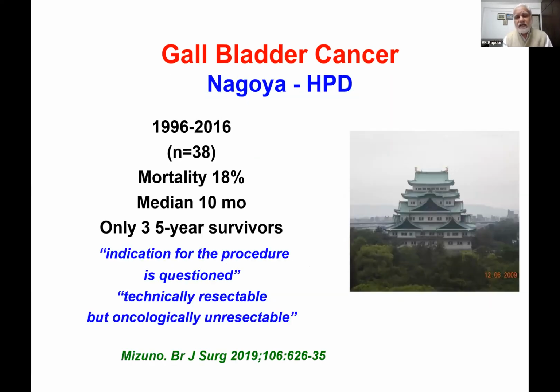Patients who have both liver as well as pancreatoduodenal involvement may require what is known as an HPD. HPD means a major liver resection with PD. If you do extended chole with PD, that is not an HPD. The largest experience on HPD comes from Nagoya University, but they also did only about 2 patients per year. In their hands, the mortality was as high as 1 in 5. Median survival was less than a year, and actual 5-year survivors were only 3 out of 38. Based on this dismal experience, they concluded about 2 years ago that the indication for this procedure in gallbladder cancer, as opposed to multifocal, multicentric cholangiocarcinoma, where it is useful, is questionable. They say it is a technical resection, but oncologically, probably this indicates unresectability.